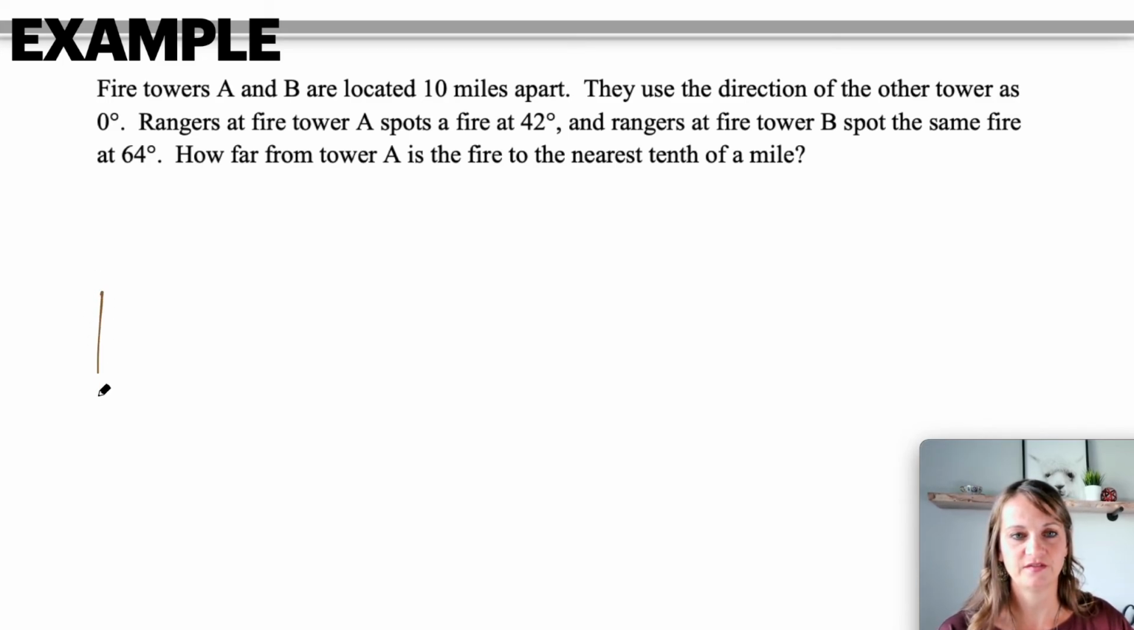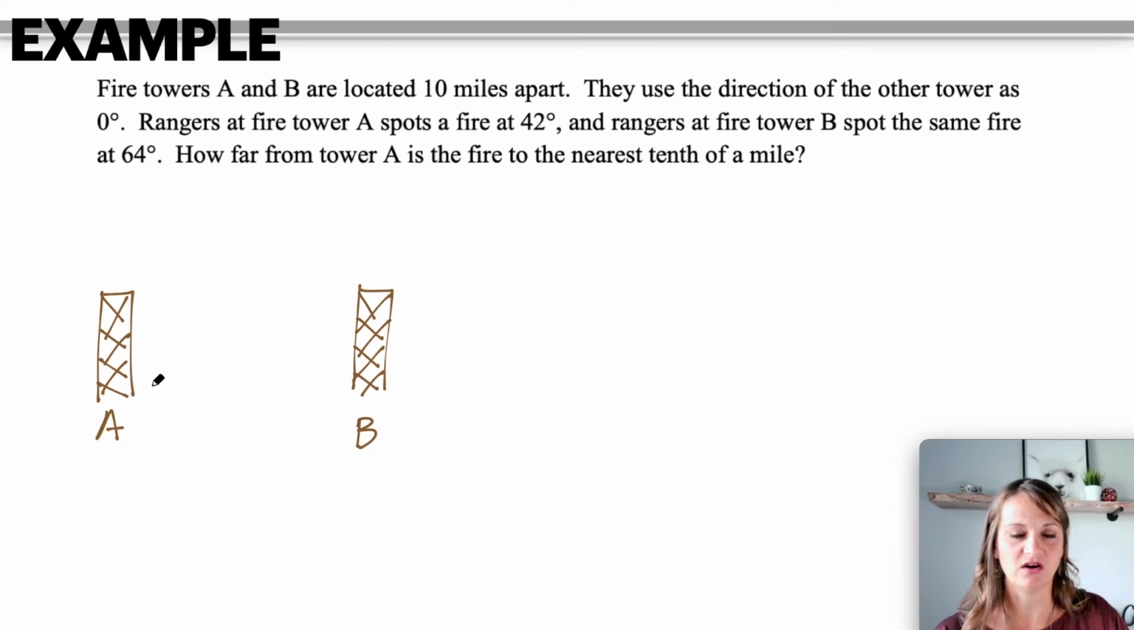Okay, we have fire tower A, and fire tower B. They are 10 miles apart. They spot a fire, so we need a fire. We need some orange in there. Okay. So we have a fire.